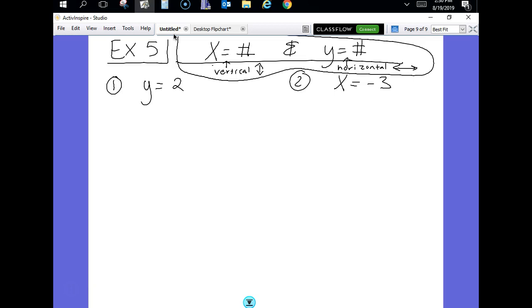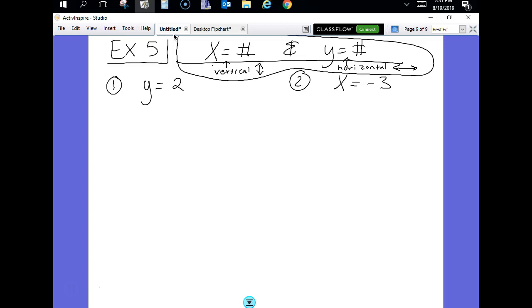All right, so I'm going to restate myself, and then we're going to do the examples. You guys ready? So when you have x equals a number, it's a vertical line. When you have y equals a number, it's a horizontal line. Okay, so let's take a look at our first one. Y equals 2 is a horizontal line.